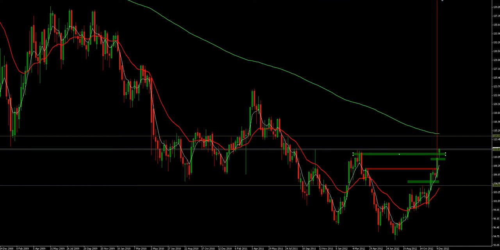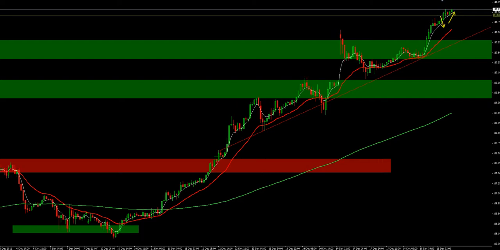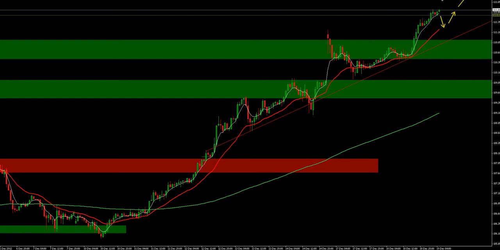Let me go to the hourly chart to try to describe this better. So, say we come down here. I would be taking that long, right? Of course. And then time of day, let me scale some out right there at the top, and hold the rest for a continuation trade throughout the New York day.